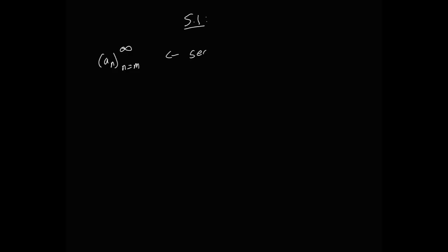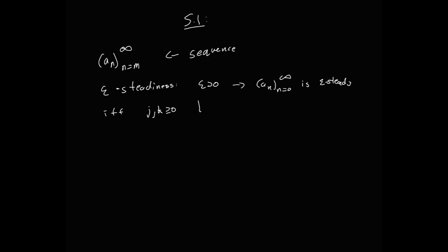Now, what makes it a Cauchy sequence is we can define the concept of epsilon steadiness. So epsilon steadiness means that, if epsilon is greater than 0, then a_n for n equals 0 to infinity is epsilon steady if and only if for j, k greater than 0, the distance between a_j and a_k, |a_j - a_k|, is less than or equal to epsilon.